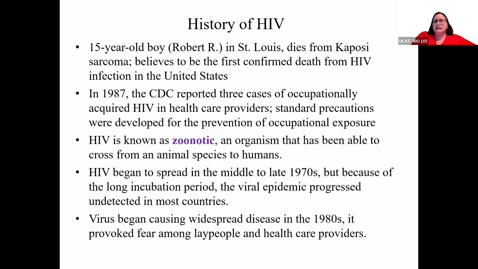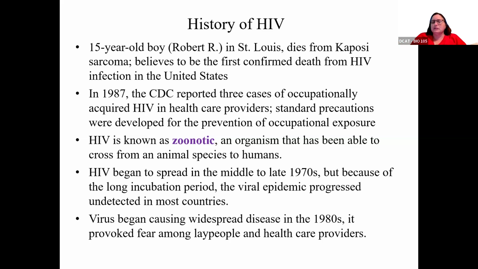So HIV began to spread in the mid to late 70s. Because of the long incubation period, the viral epidemic progressed undetected in many countries. So what that means in layman's terms, okay? In the 1970s is really when it started spreading, okay? That was the sexual revolution. A lot of people were having sex with a lot of different people, unprotected sex. And what was happening is that HIV was spreading.